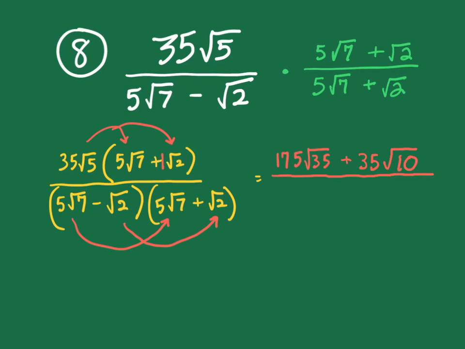On the bottom, 5 square root of 7 times 5 square root of 7 is going to be 25 square root of 49. And we'll simplify that here in a bit. And then the negative square root of 2 times the positive square root of 2 is going to be negative square root of 4.